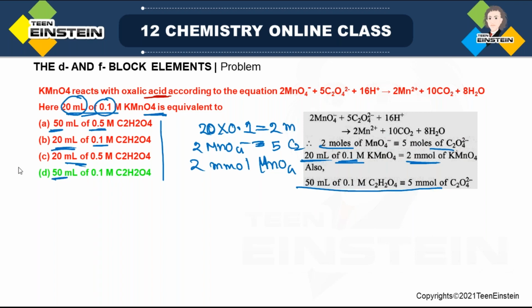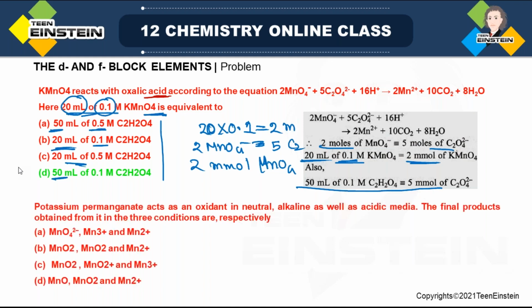Any doubt? Should I repeat? And it may be vice versa. That is, if the concentration of C2O4 2 minus is given, you can also find out the concentration of KMnO4.